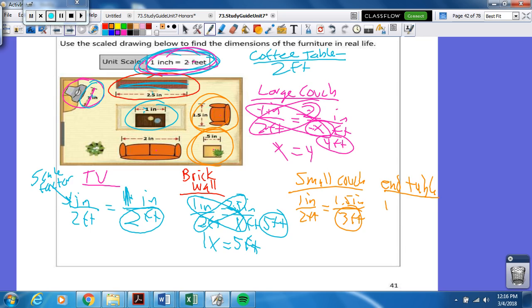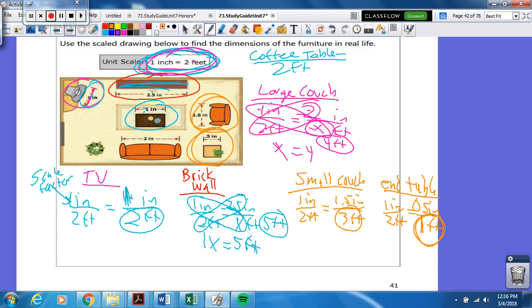End table. 1 inch is 2 feet. Inches across from inches, feet across from feet. And the end table is 1/2 inch, or 5/10, or 0.5. And that's going to be 1 foot. So the end table is 1 foot.